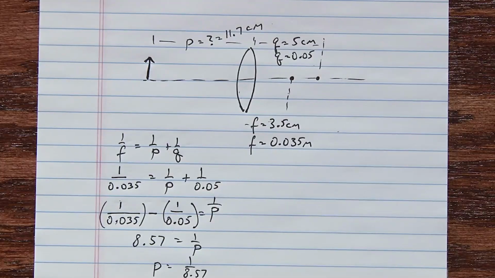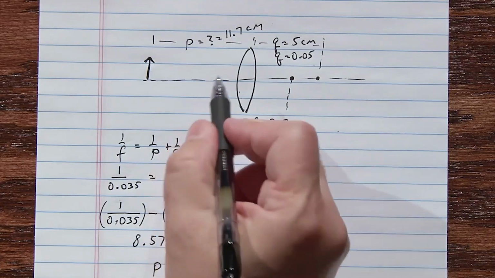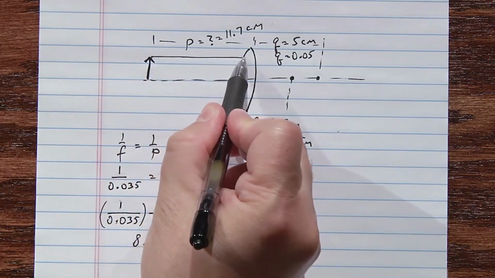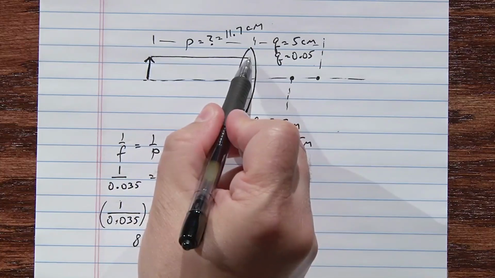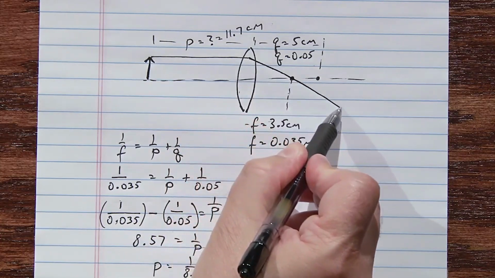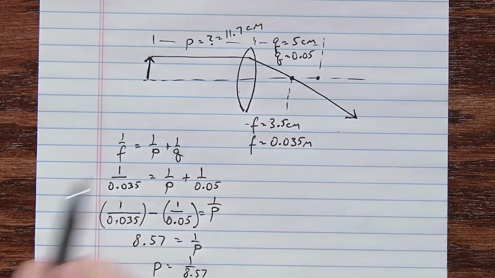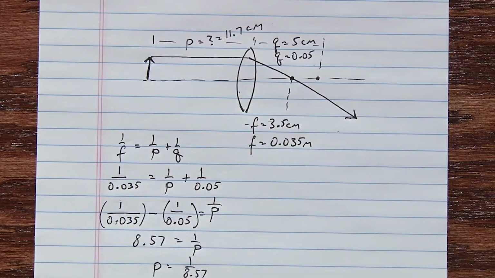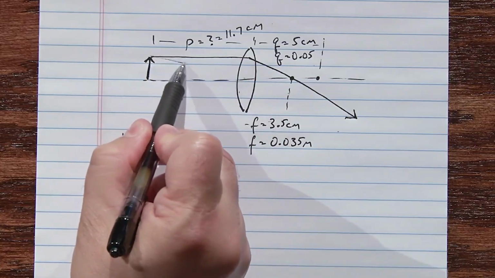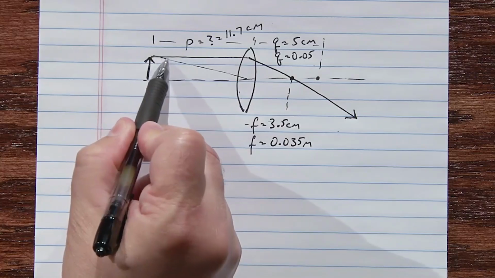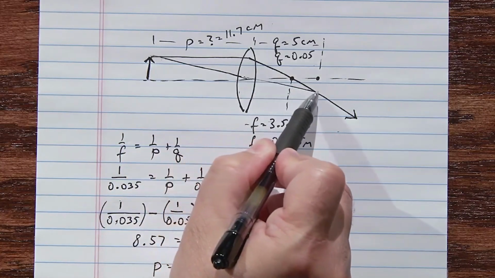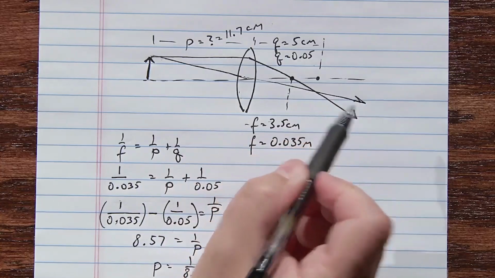Okay, let's do a ray diagram to check and see. My first line goes parallel to the axis and then goes to the focal point. So that was ray 1. Ray 2 goes straight to the center of the lens and carries on straight.